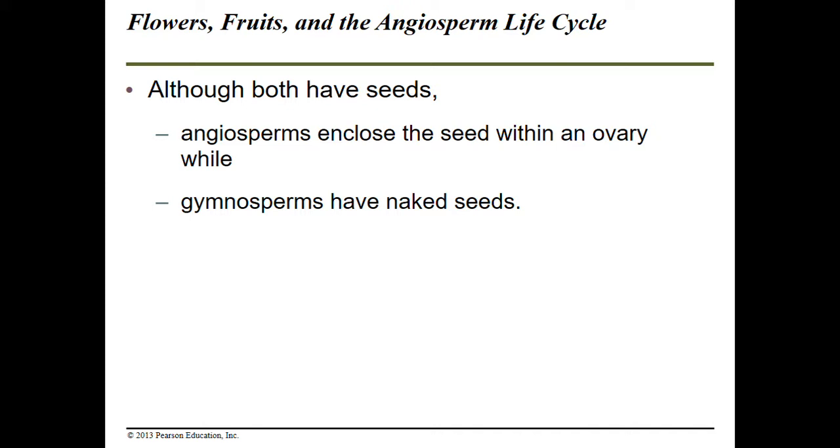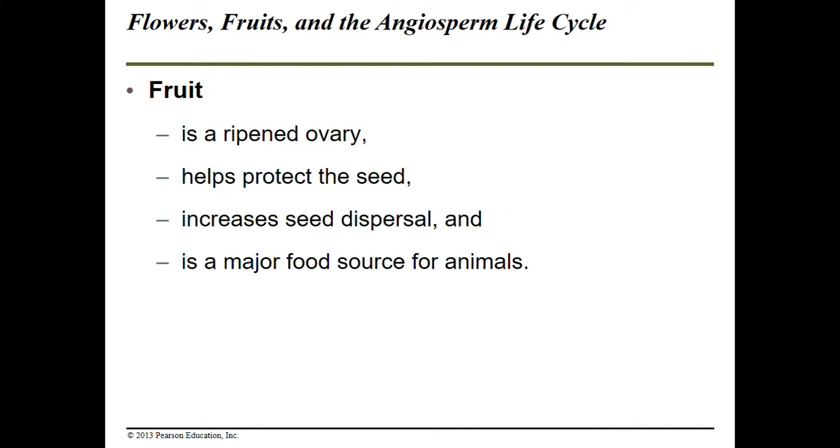Although both angiosperms and gymnosperms have seeds, angiosperms enclose that seed inside of an ovary, whereas gymnosperms have naked seeds. And then fruit is just a ripened ovary that helps to protect the seed. It helps the seed spread. That's what increases seed dispersal means. It just helps the seed spread further around. And it's a major food source for animals, us included. So whenever we're eating fruits, we're really eating ovaries.